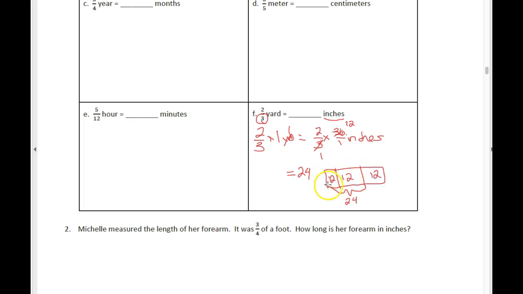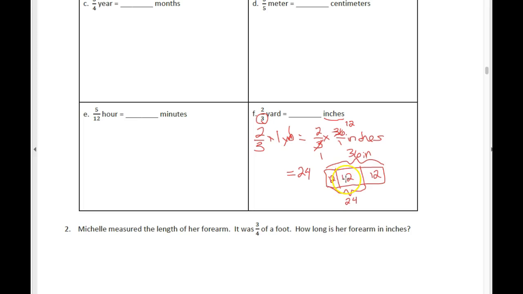So here, what we have is all of it, which is 10, 20, 30, 2, 4, 6. We know that the whole thing is a yard, or 36 inches. But we only want 2/3.